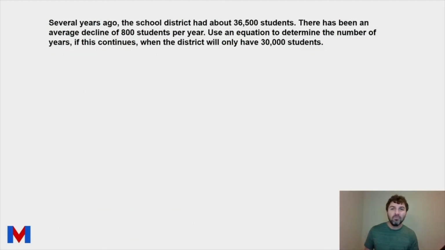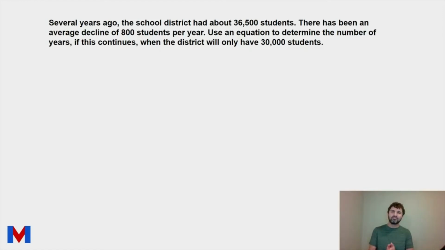Several years ago, the school district had about 36,500 students. There has been an average decline of 800 students per year. Then use an equation to determine the number of years if this continues when the district will only have 30,000 students.